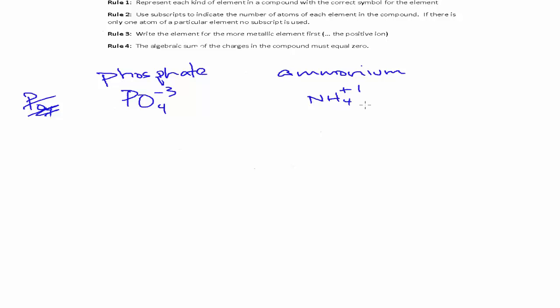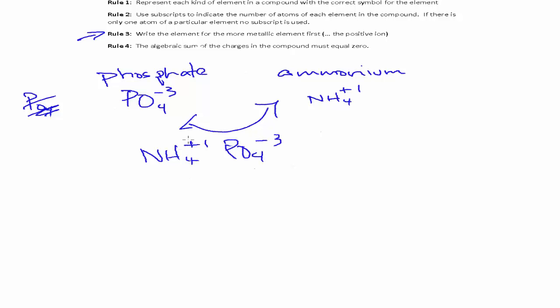Okay, rule number 3 says write the more metallic element first, the positive ion. So if you were tempted to go PO4 NH4, you're wrong. You've got to put the positive ion first and the negative ion second. So ammonium is going to come first, NH4. For now we're going to write +1 there. And the phosphate, PO4 -3, is going to come there.